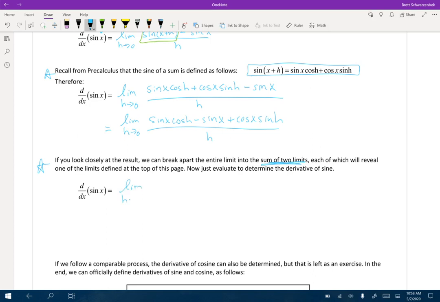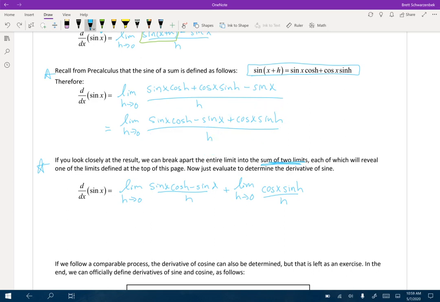So first, the limit as h goes to 0 of sine x cosine h minus sine x over h, plus the limit as h goes to 0 of just cosine x sine h over h. Okay, so we are allowed to do this because technically you can separate this into two pieces just like any other fraction. You can take this piece and then you can take this piece together, and that is perfectly fine to do. There's no issue with doing so.